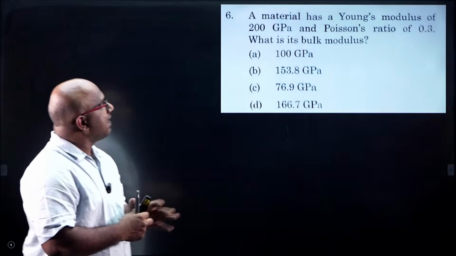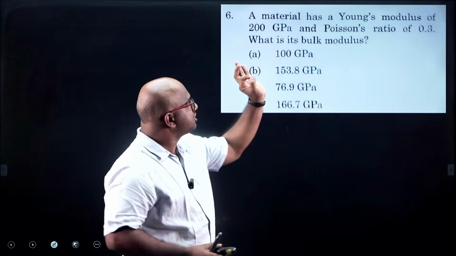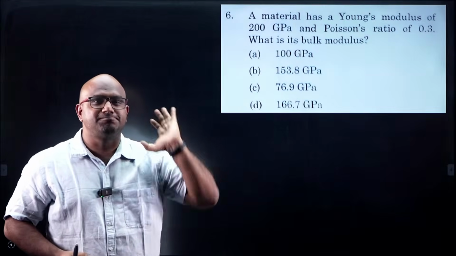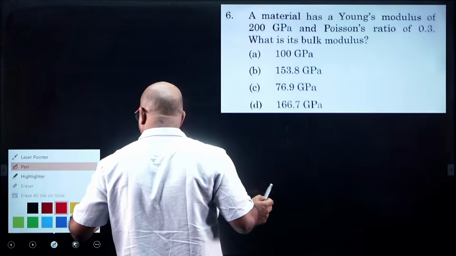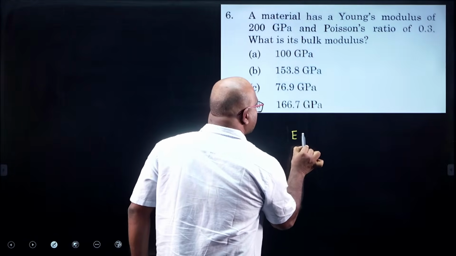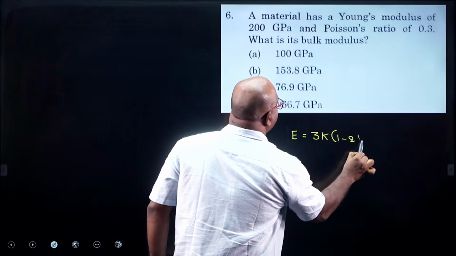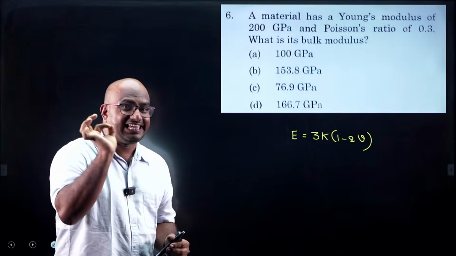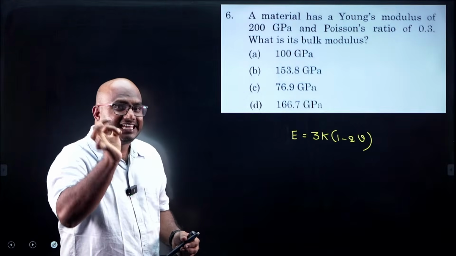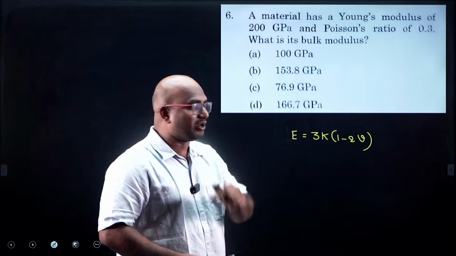That's good. A material has a Young's modulus of 200 gigapascals and Poisson's ratio of 0.3, then what is its bulk modulus? Pretty straightforward question, guys. What formula do you have to use? Anyone? E equal to how much? E equals 3K into (1 minus 2ν), because it is asking for the bulk modulus, guys. Three relations you have to remember: E equals 2G into (1 plus ν), E equals 3K into (1 minus 2ν), E equals 9KG by (3K plus G). I hope you remember, guys.